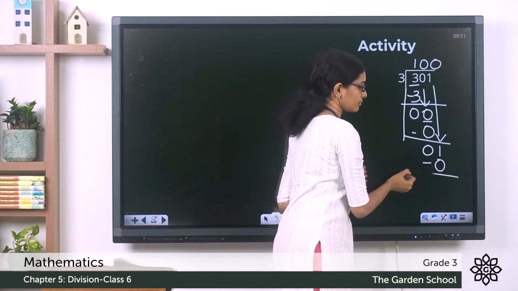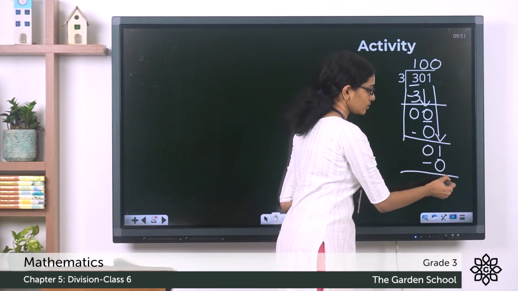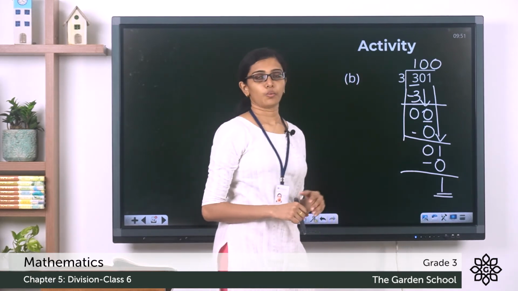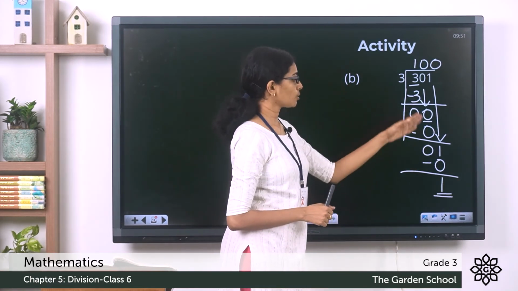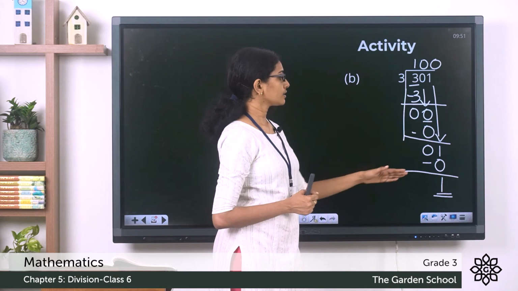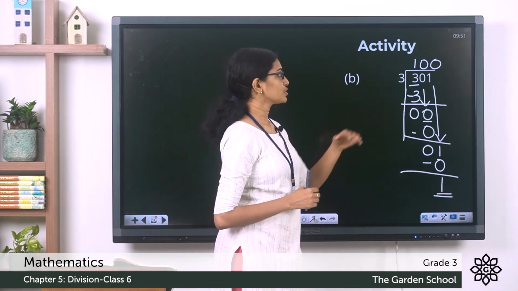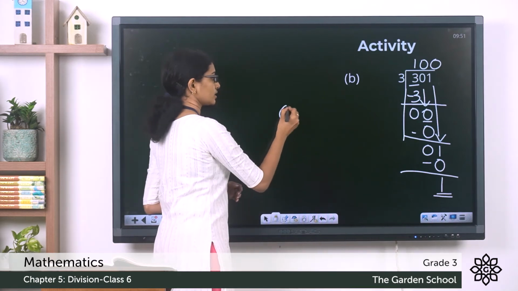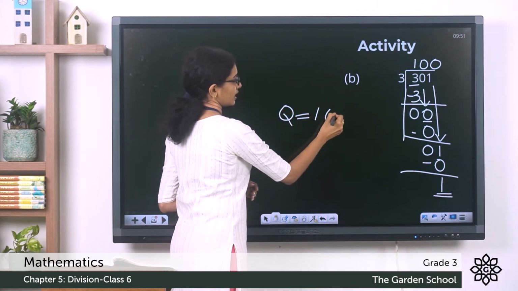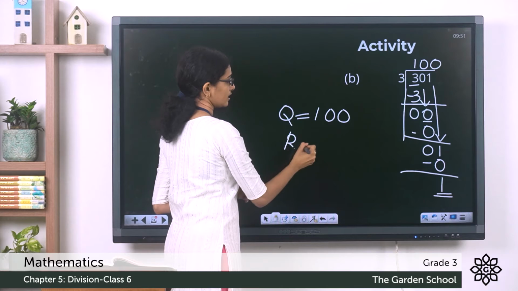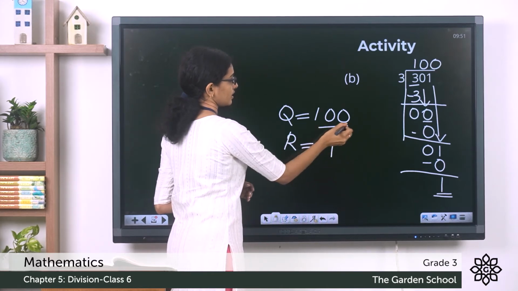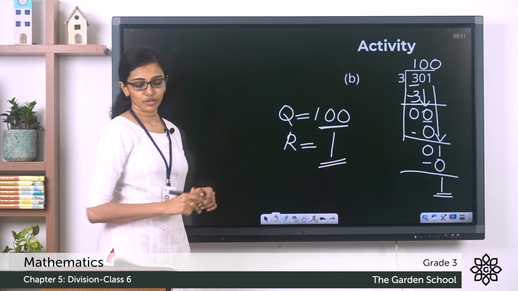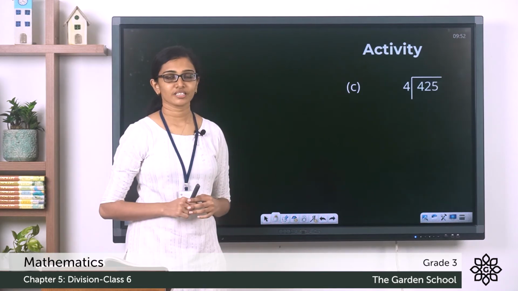Now let's subtract the numbers. 1 minus 0 and that is equal to 1. Now there are no more digits to bring down and we got the remainder 1 and the quotient is equal to 100. So let's write Q is equal to 100 and R is equal to 1. I hope you got the answer correct. Now let's do the third question.